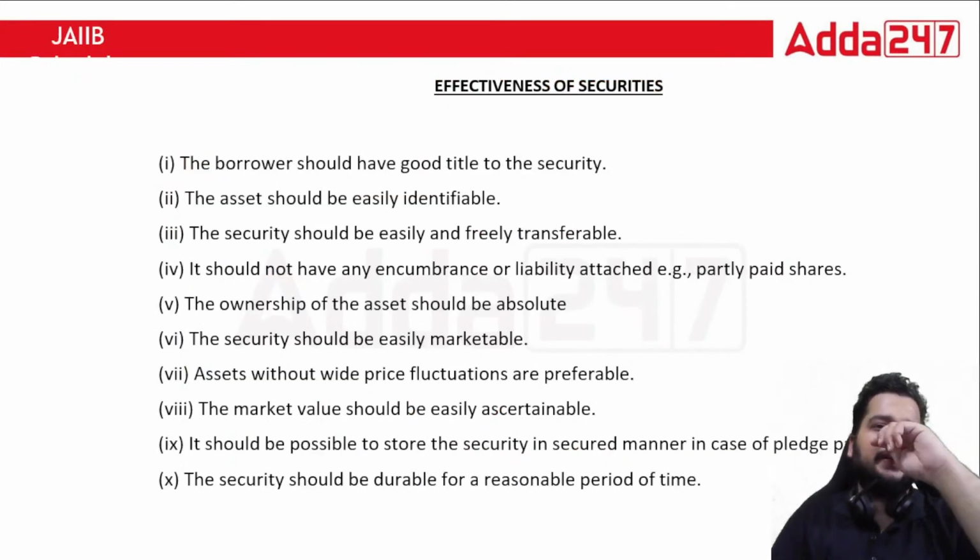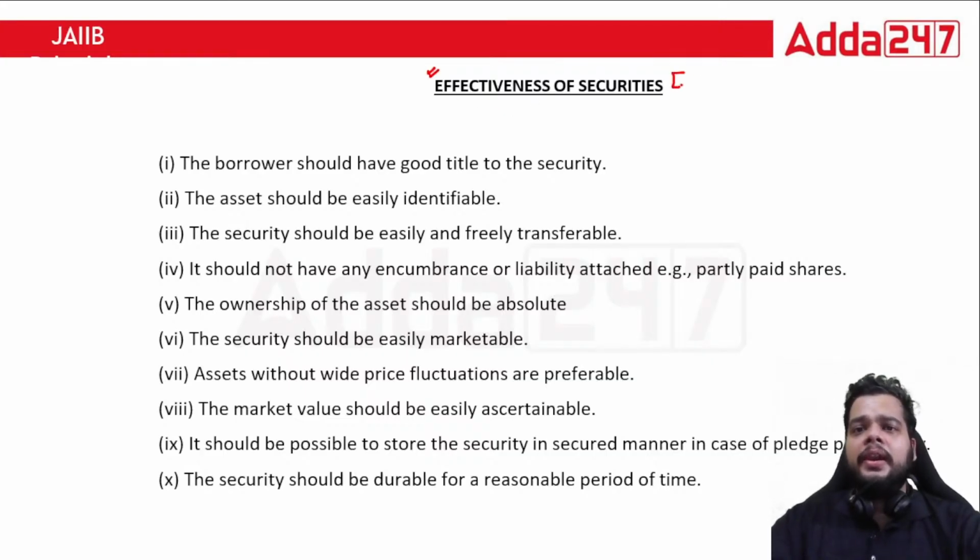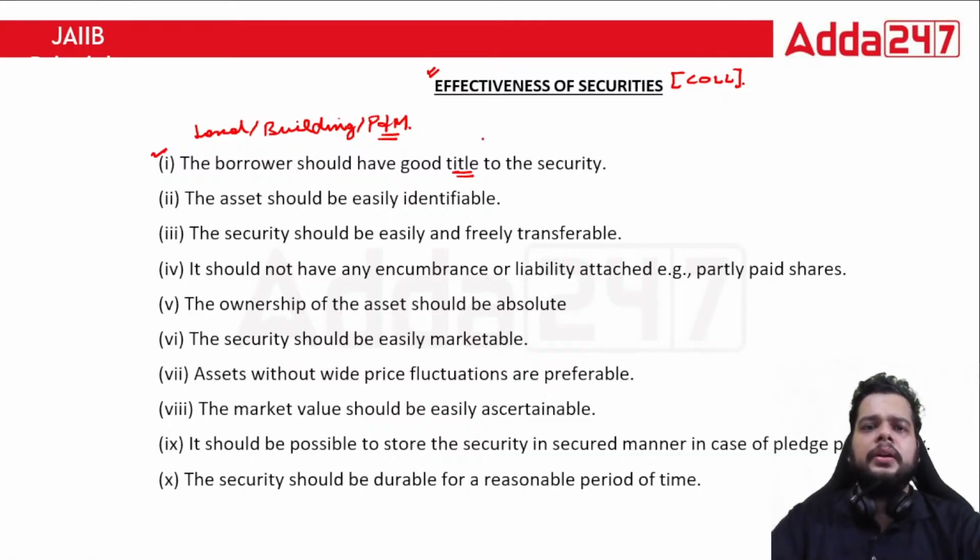Next, when I talk about the effectiveness of securities, there are various parameters via which we can judge how effective a security is, whatever collateral you have provided to the banks. So the borrower should have good title to the security, mainly when we talk about land or building, or for that matter machinery as well, plant and machinery. In case of business loans, we talk about the title, that a particular patch of land must belong to the primary holder of the account, the primary applicant of a particular loan account.